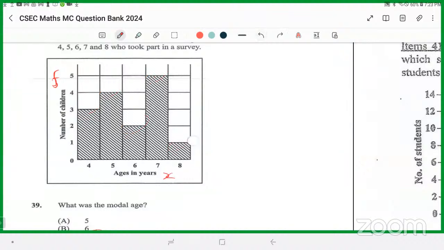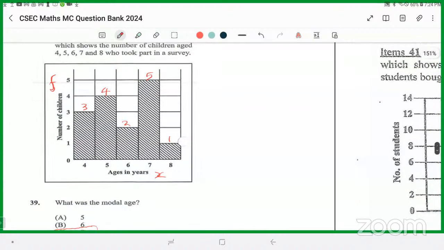So this is 3. 3 of them age 4. 4 of them age 5. There were 2 children age 6. 2 more right here. We said there were 5 children age 7. 5 up here. And there was 1 child age 8. So the total is to add up these.